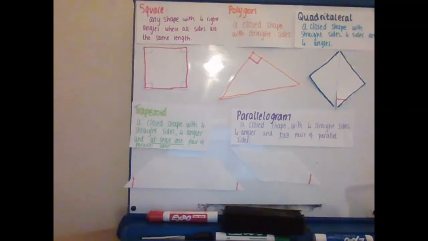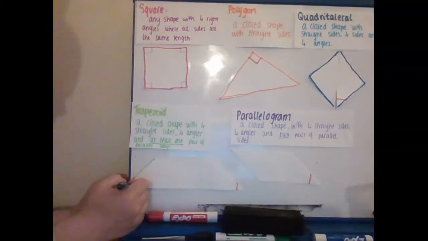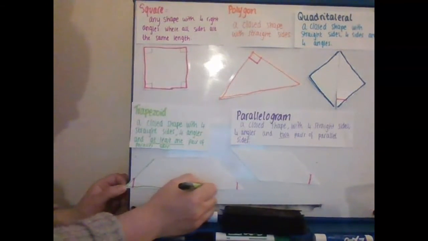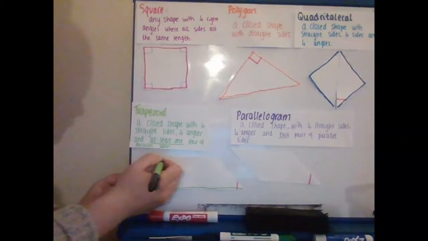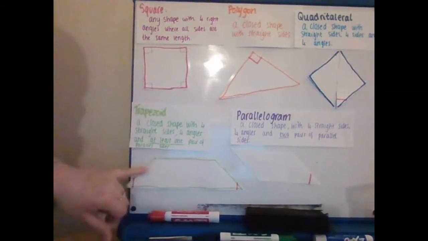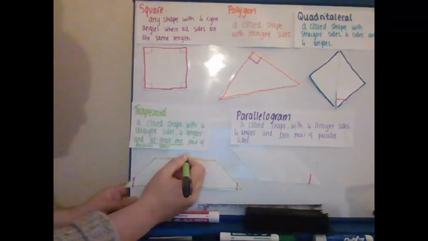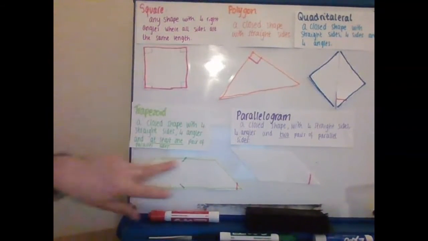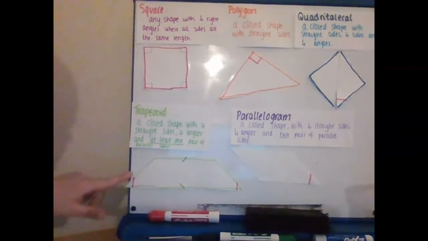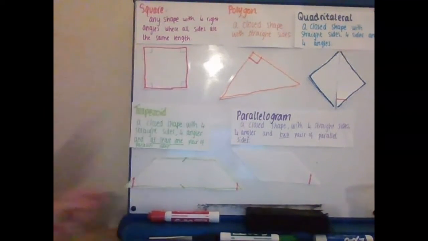Over here we have our trapezoid, which is a closed shape with 4 straight sides. So we know it's a closed shape with 4 straight sides, 1, 2, 3, 4. 4 angles, 1, 2, 3, 4, and one set of parallel sides. This is parallel to this side. These ones are not parallel because if they continued, they would eventually cross over, and that is not parallel lines if they are going to cross.